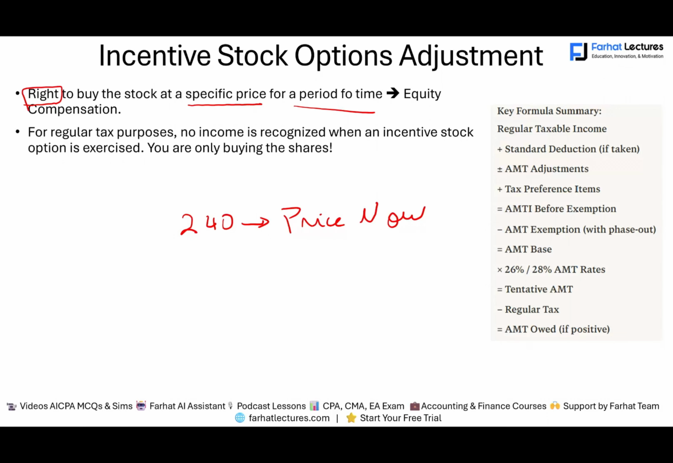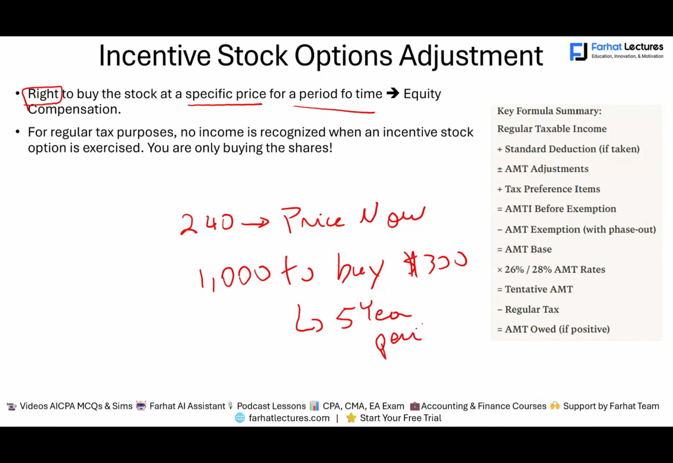The company might say, I'm going to give you certain rights. Let's assume 1,000 rights to buy at $300. Hold on a second. What's my benefit if the right is to buy it for $300? Here's the deal. I'm going to give you a 5-year period. So not now, because if you buy it now, you can buy it for $240. You will not use that right. But for the next 5 years, anytime you can buy it at $300.